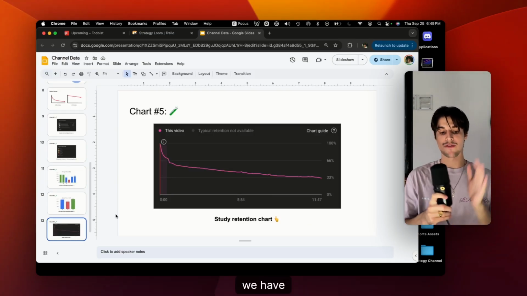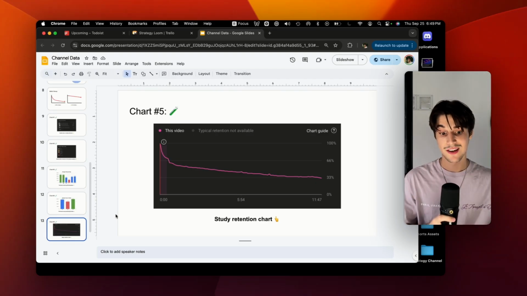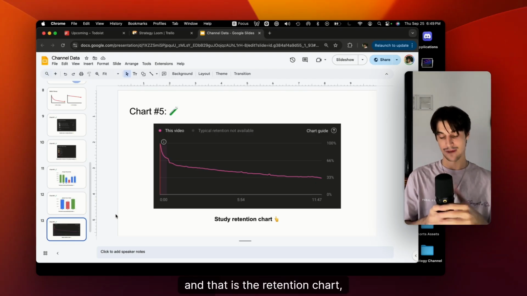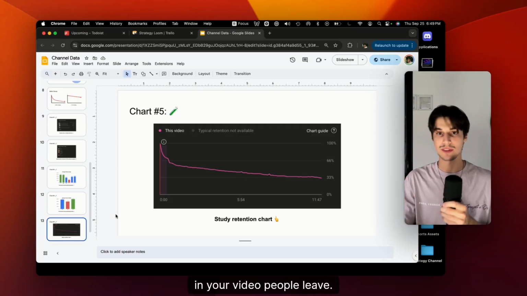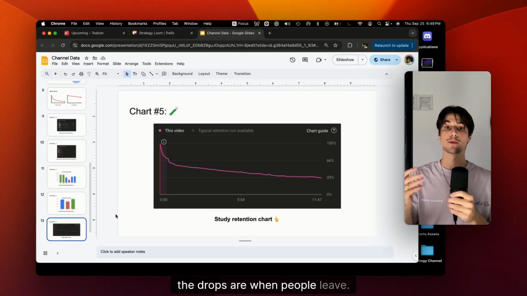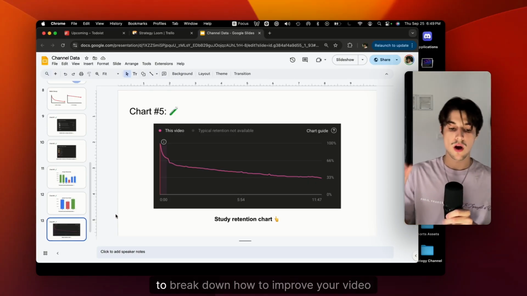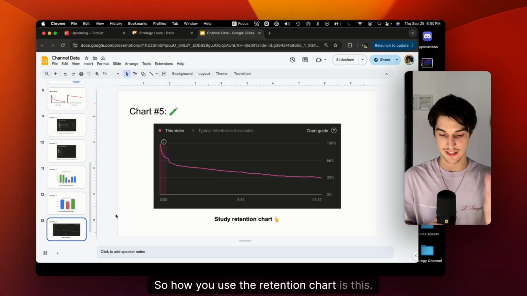Now finally, we have probably the most useful but the hardest to use chart, and that is the retention chart, right? This is a thing that shows you exactly where in your video people leave. It shows you the best moments, the flats are when people stay, the drops are when people leave, and you can really use this to break down how to improve your video specifically. So how you use the retention chart is this.